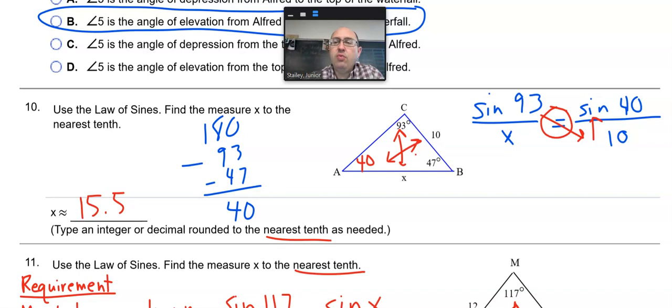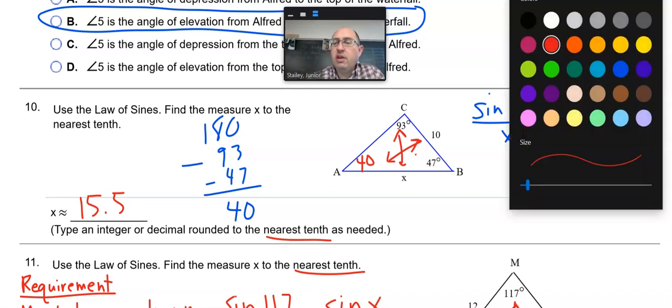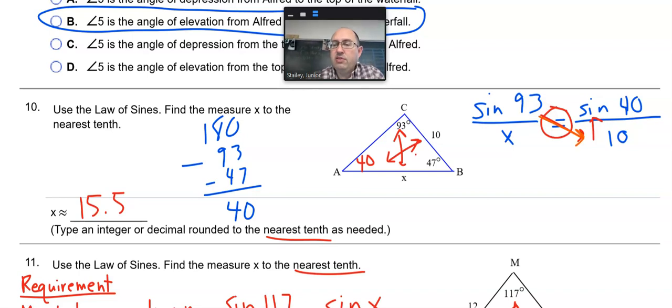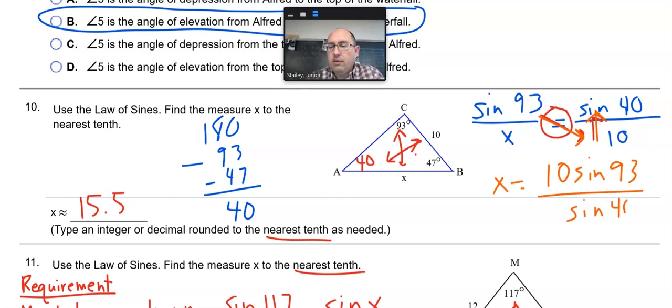Now you're going to notice what I wrote with the red arrows. What I'm hoping that you realize is that you multiply these two and divide by the remaining one. So x is equal to 10 sine 93 over sine 40. Now, your calculator might put parentheses around the 93. Don't forget that parenthesis right there, because you will get the wrong answer if you don't. So we cross multiplied, and we end up with 15.5 to the nearest tenth.